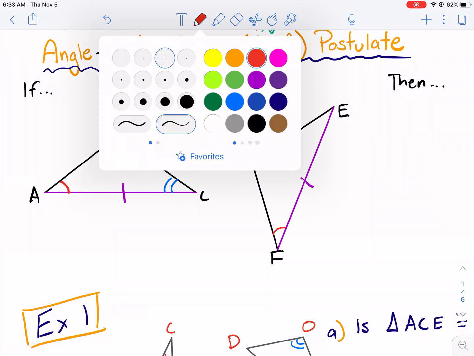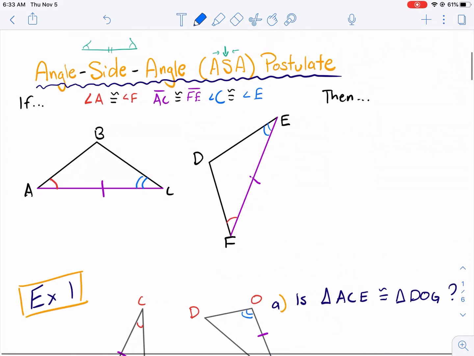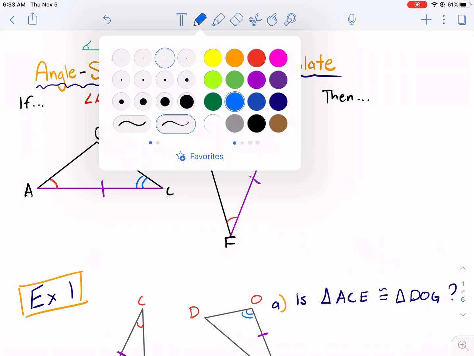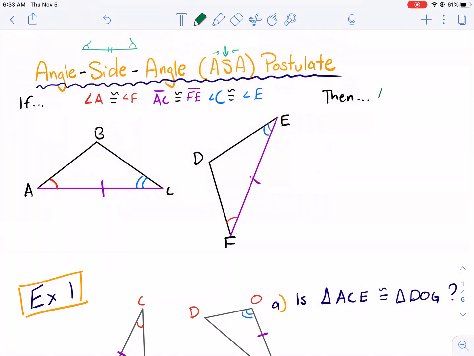And then we need this angle C. If this has two little lines, this one needs two little lines. And this is angle E. So those angles need to be congruent. And then if we have all that established, then we can say that the two triangles are congruent to each other. So triangle ABC.